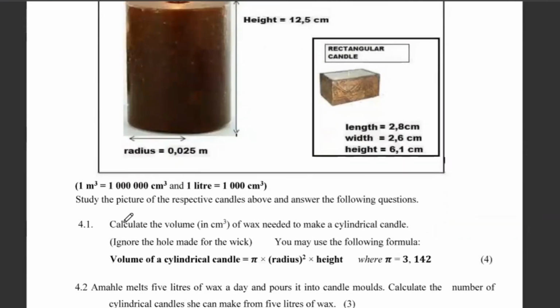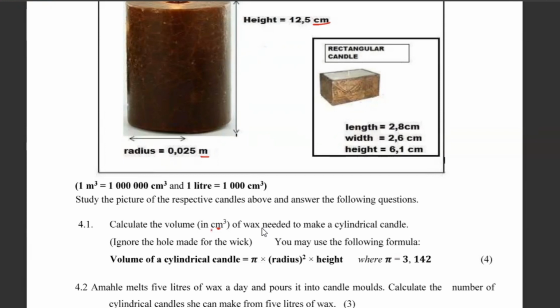Anyway, 4.1, it wants us to calculate the volume in centimeters cubed. Take note, guys. Take note of this. The moment you look at your measurement straight and see, here we have centimeters. These are meters. The calculation has to be in centimeters. But of which candle are we looking at? Calculate the volume in centimeters cubed of wax needed to make a cylindrical candle. Ignore the hole meant for the wick. You understand? So we are looking at it as a whole, and they've given you the formula down here.